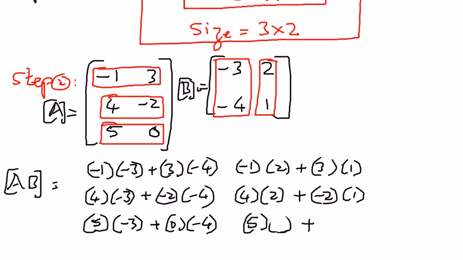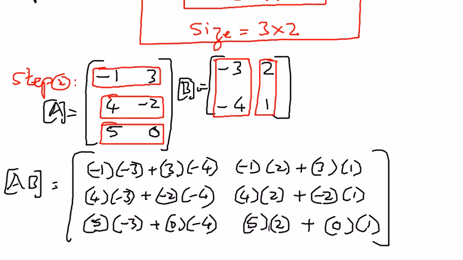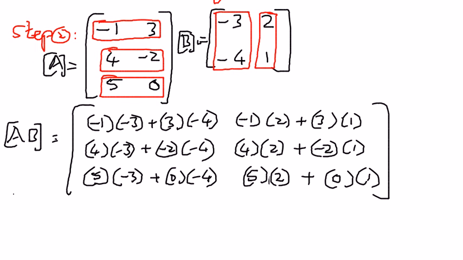Let me write this a little bit more clearly. 5 times 2, like that, and then 0 times 1. So we got all the elements. It is just a matter of simplifying these. When we simplify these, what do we get? These are the numbers we get. This is going to simplify as follows. I'm going to write it a little more.